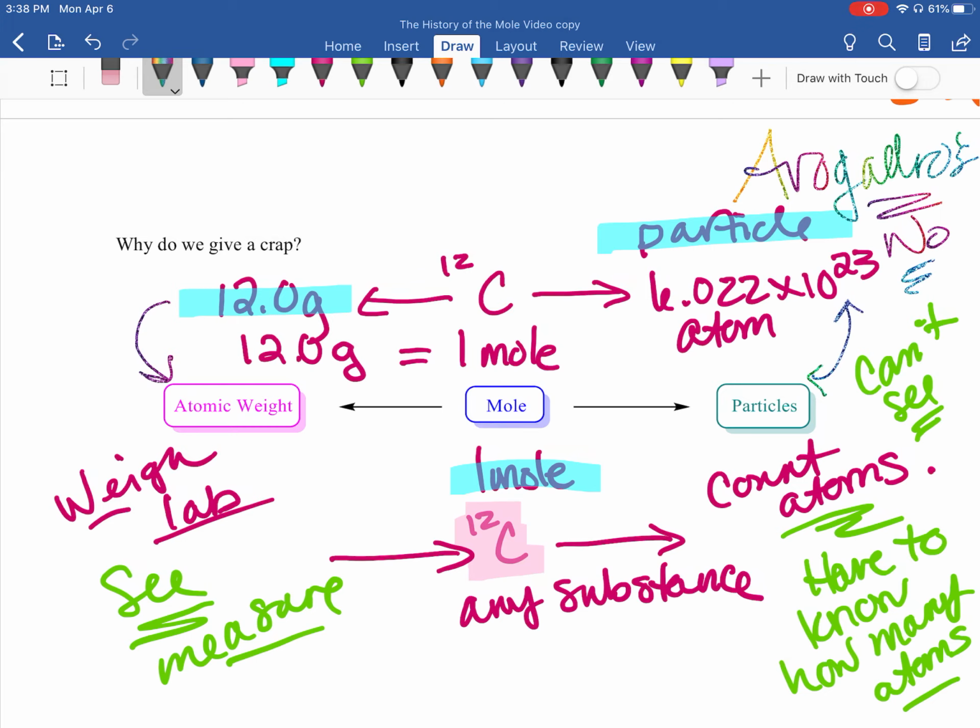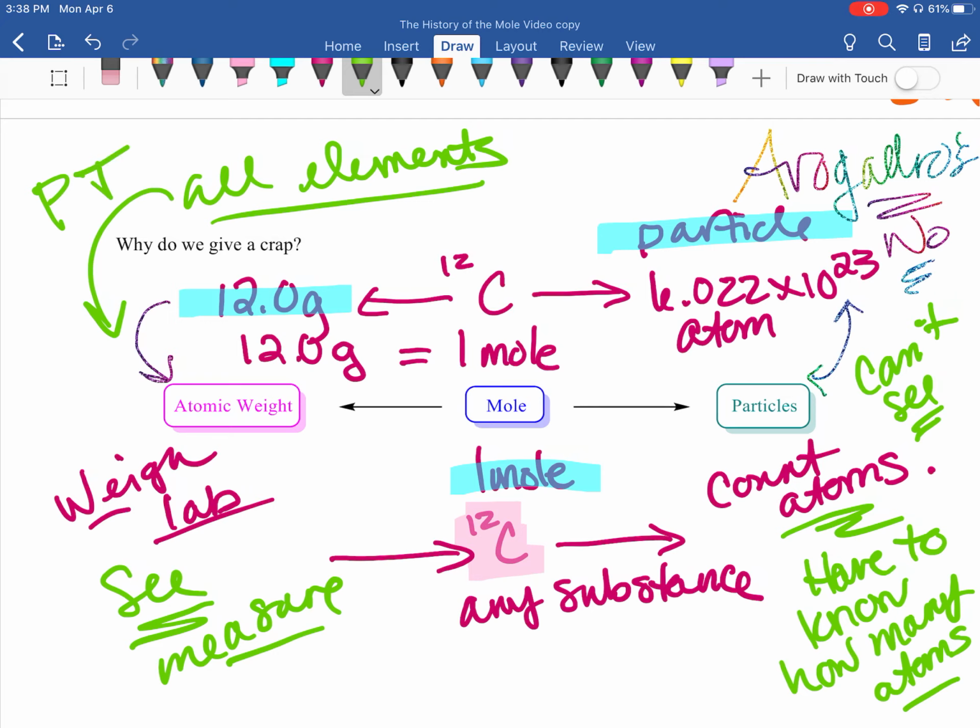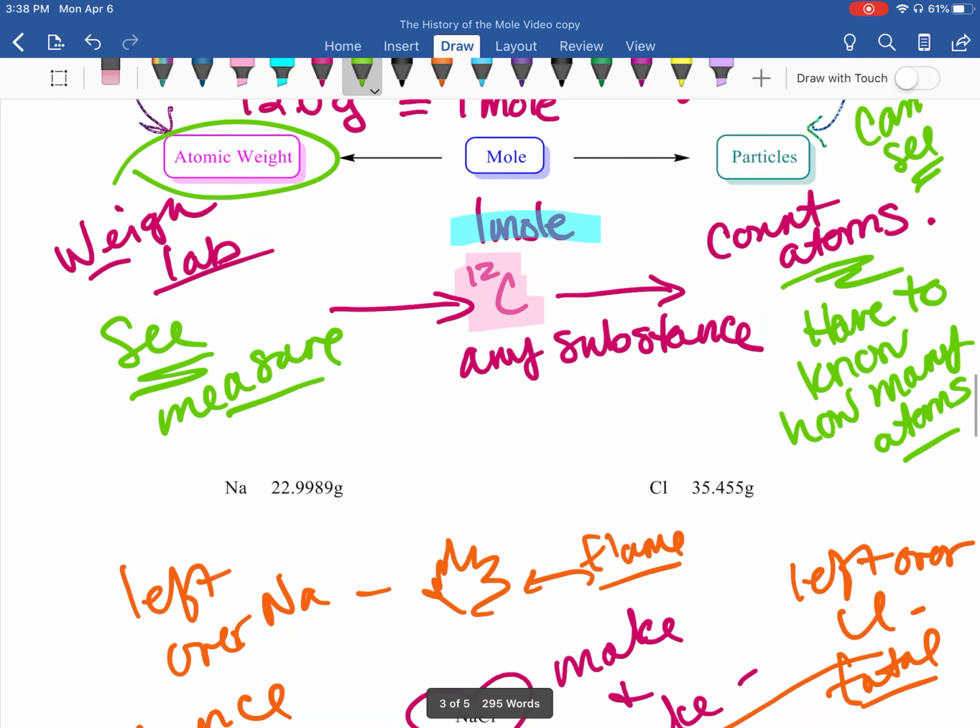This is a way to now connect all of our elements, right? Everything is listed on the periodic table. And are they all the same? No. And how are they different? Their weight is different. So all of our elements on the periodic table, their atomic weight is equal to 1 mole. And that 1 mole has Avogadro's number of particles in it. Okay, that is super deep, and I need to say that again.